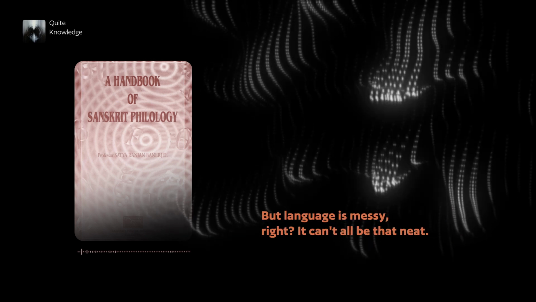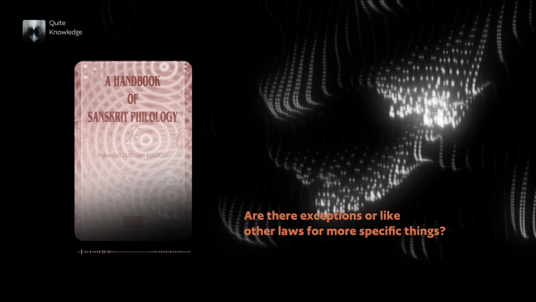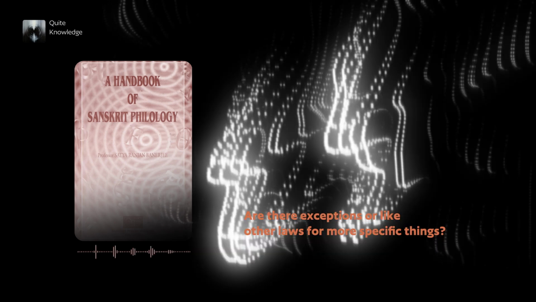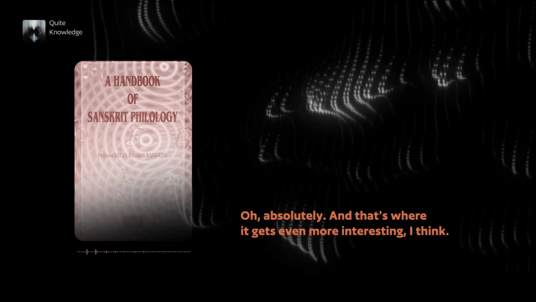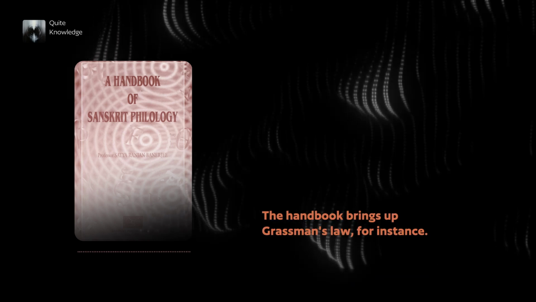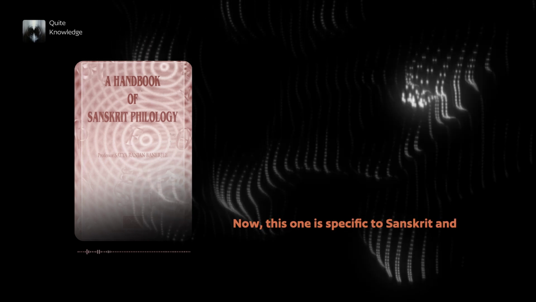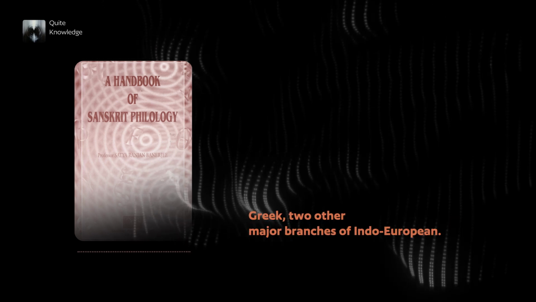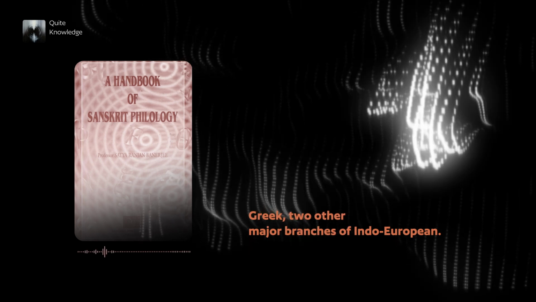Yeah. But language is messy, right? It can't all be that neat. Are there exceptions? Or other laws for more specific things? Oh, absolutely. And that's where it gets even more interesting, I think. The handbook brings up Grassmann's law, for instance. Grassmann's law. Now, this one is specific to Sanskrit and Greek, two other major branches of Indo-European.